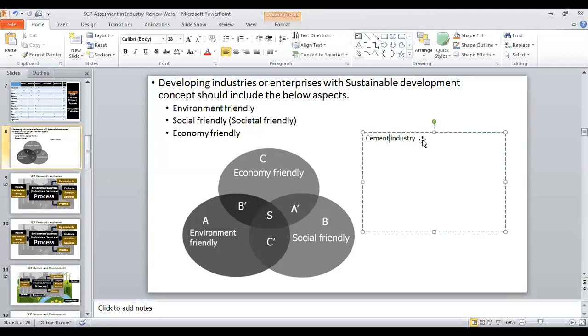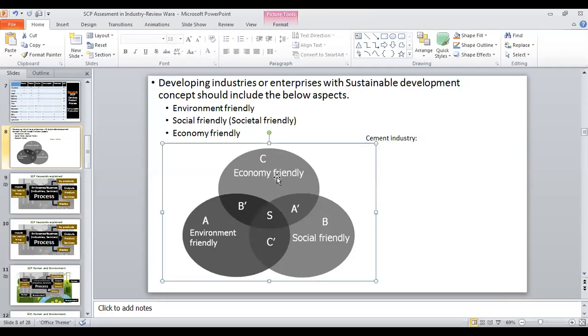Fine. Let's say if you are working on this environment concern industry, you should know where your industry is. It is mainly on A dash domain, but more towards C.